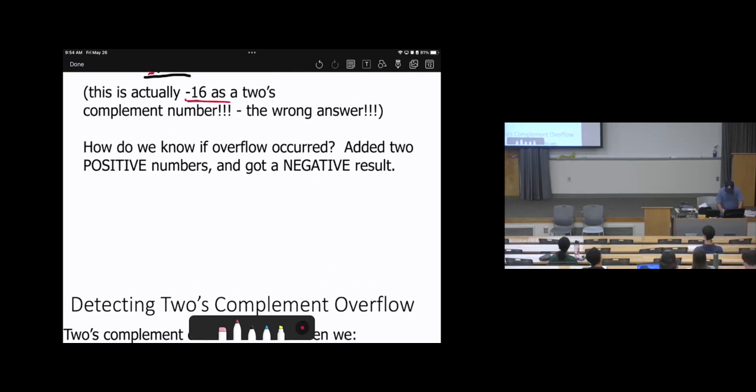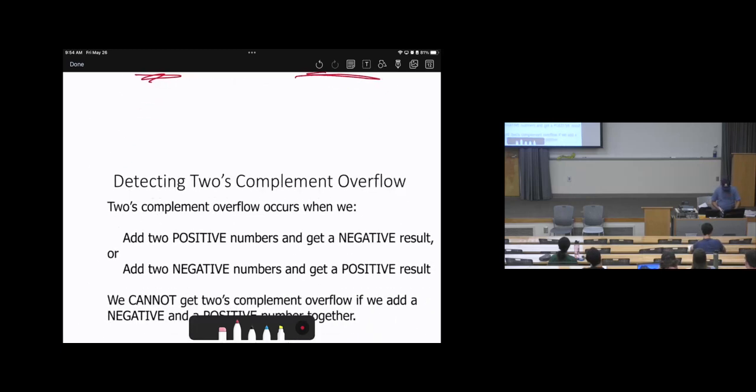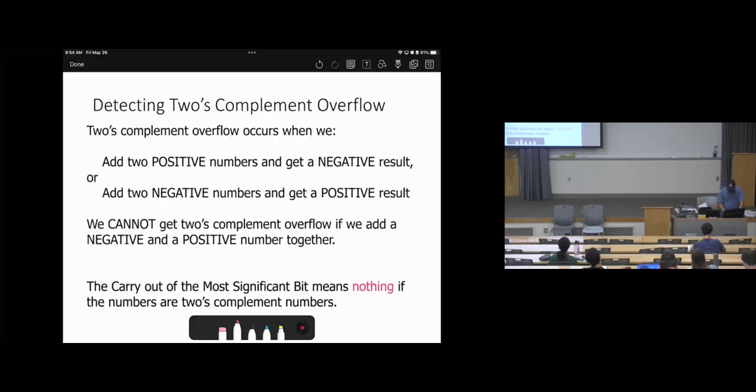So overflow occurs when you add 2 positive numbers and you get a negative answer, which gives inconvenient results. This is how we sometimes detect overflow. It can be adding 2 positives and getting a negative, or adding 2 negatives and getting a positive, while we cannot get overflow if we add a negative and a positive. Keep this in mind.